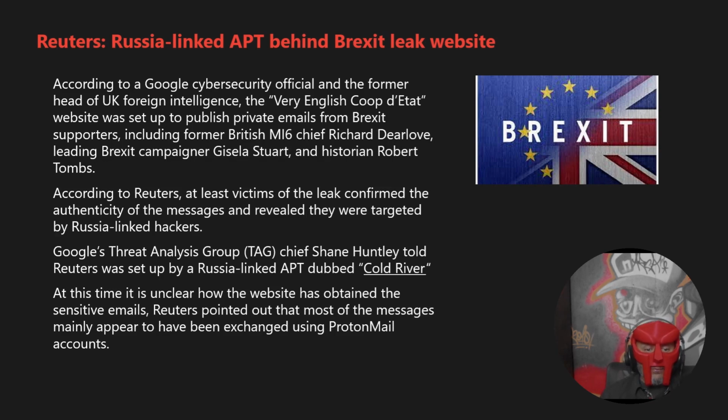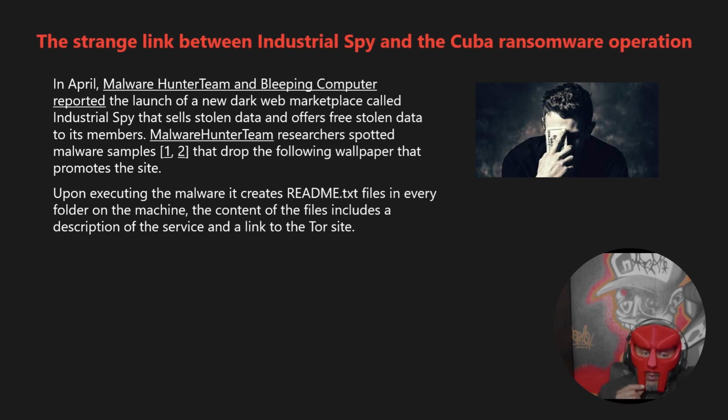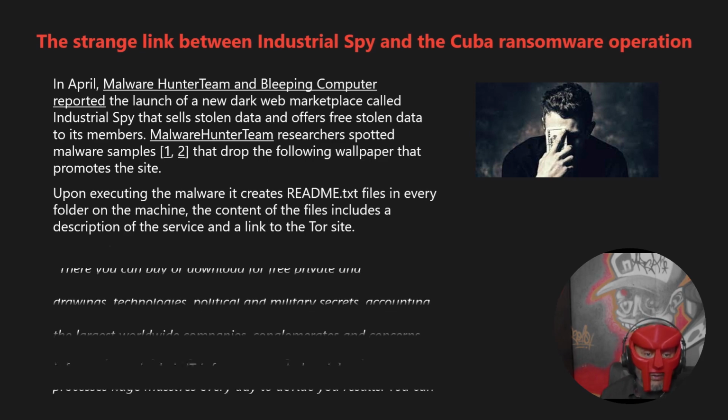Reuters pointed out that most of the messages appear to have been exchanged using Proton Mail accounts. In April, Malware Hunter Team and Bleeping Computer reported the launch of a new dark web marketplace called Industrial Spy that sells stolen data and offers free stolen data to its members. Malware Hunter Team researchers spotted malware samples that drop a wallpaper that promotes the site. Upon executing the malware, it creates readme.txt files in every folder on the machine. The content of the files includes the description of the service and a link to the Tor site.